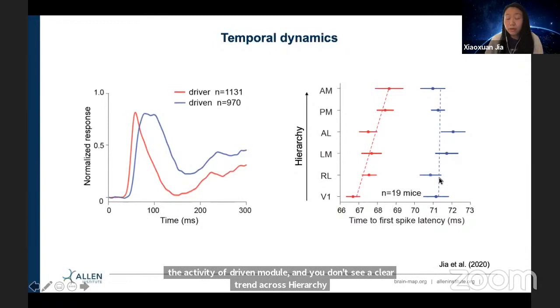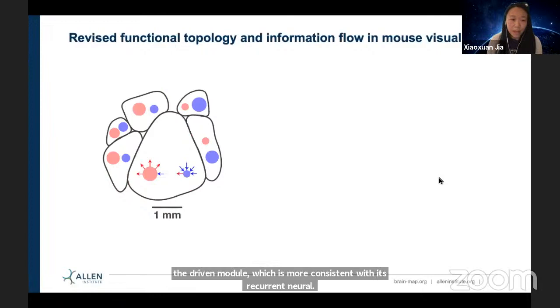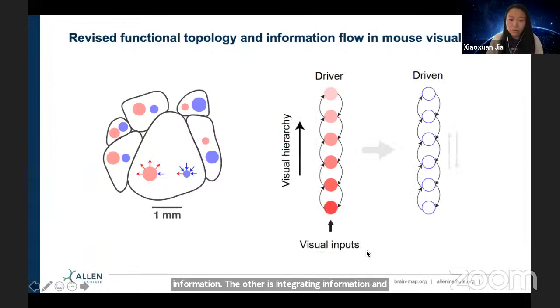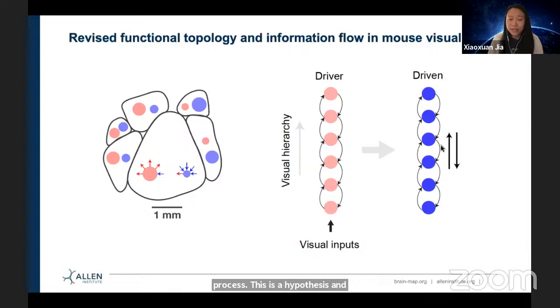So to sum up, I think our study revised the functional topology and the information flow in mouse visual areas. We identified two different modules which are distributed across mouse visual cortex. One is more participating in distributing information. The other is integrating information. And we also found when visual input first reaches the driver module in V1, it will first propagate within the driver module along the visual hierarchy, which activates the driven module, and then gets involved in the recurrent process. This is a hypothesis and requires more testing, and we are doing more experiments to test this hypothesis.